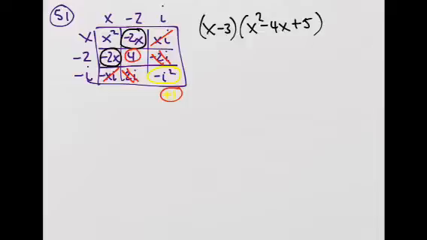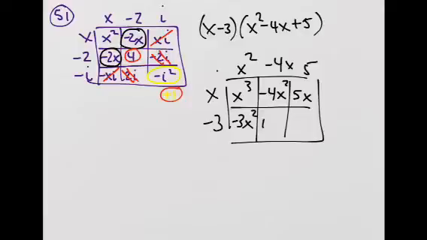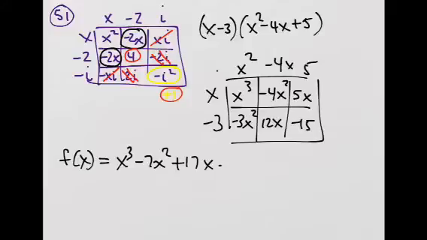Okay, so now I'm going to draw another, this time it's a 2 by 3, x minus 3, x squared minus 4x, and 5. So that's x cubed minus 4x. Oops, I forgot the x squared, right? And then 5x, negative 3x squared, 12x minus 15. So my polynomial, my final answer is going to be x cubed minus 7x squared plus 17x minus 15.